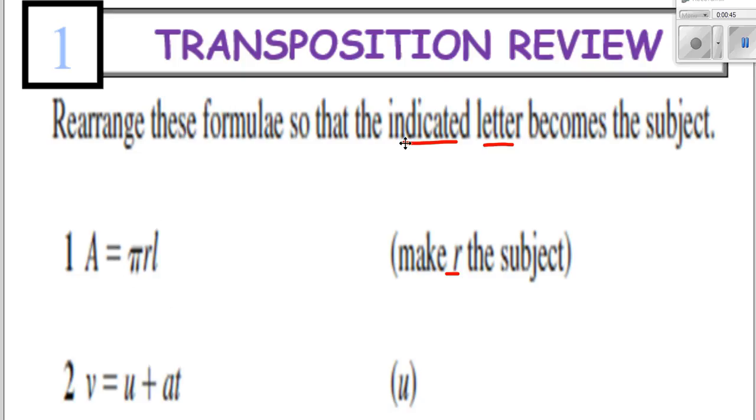So in order to make R the subject, we would need to go R equals, or don't need to change it to pi RL equals A. You can if you want, but you don't have to. I'll show you how you can do it without having to necessarily change sides. So A equals pi RL. To find R by itself, we'll need to divide both sides by pi and by L. So you can just leave it in the same order. A divided by pi L equals R.